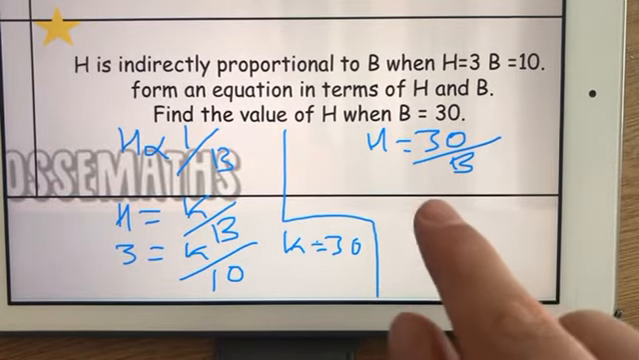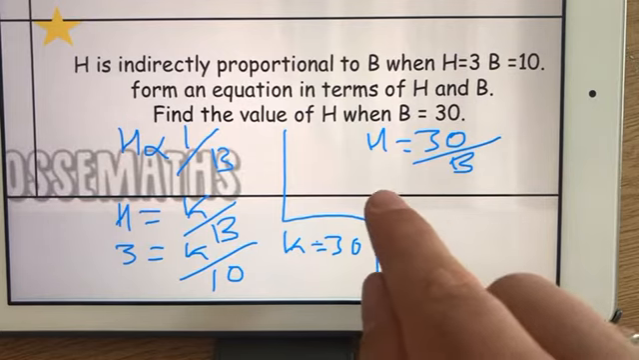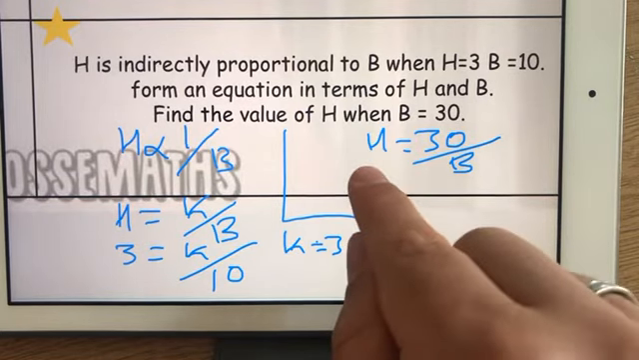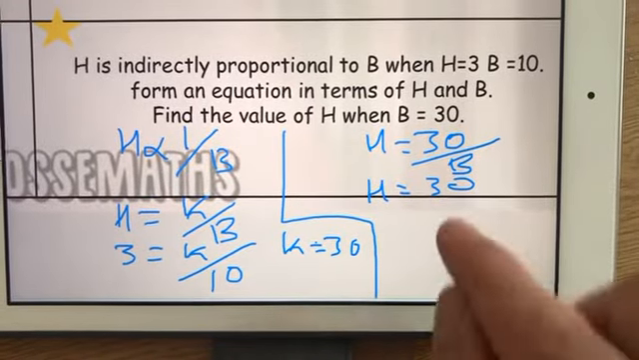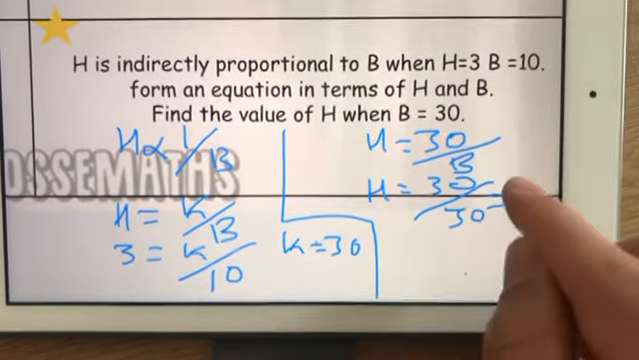H equals 30 over 30. So h would equal 1.